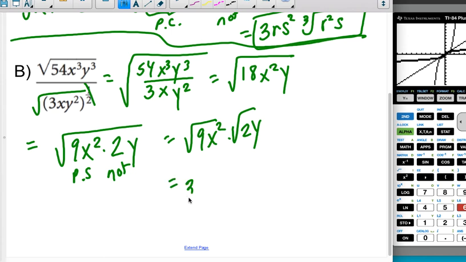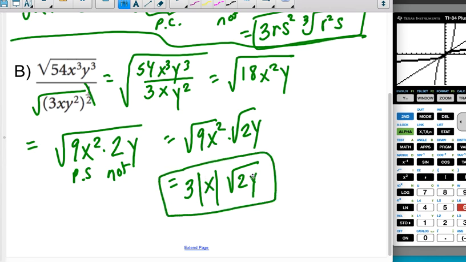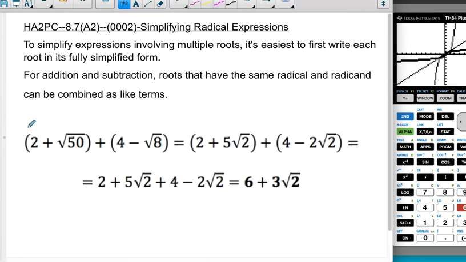So this is going to be a 3 and an absolute value of x, and then this is a root 2y. The x needs to be in the absolute value because, again, I don't know if x is positive or negative, and the thing that comes out of an even root has to be non-negative. All right, and that's it for that video.